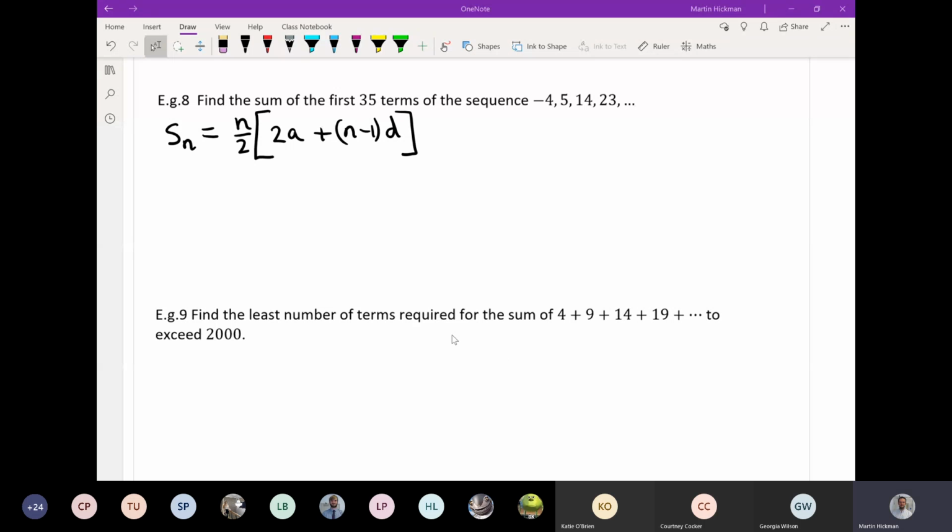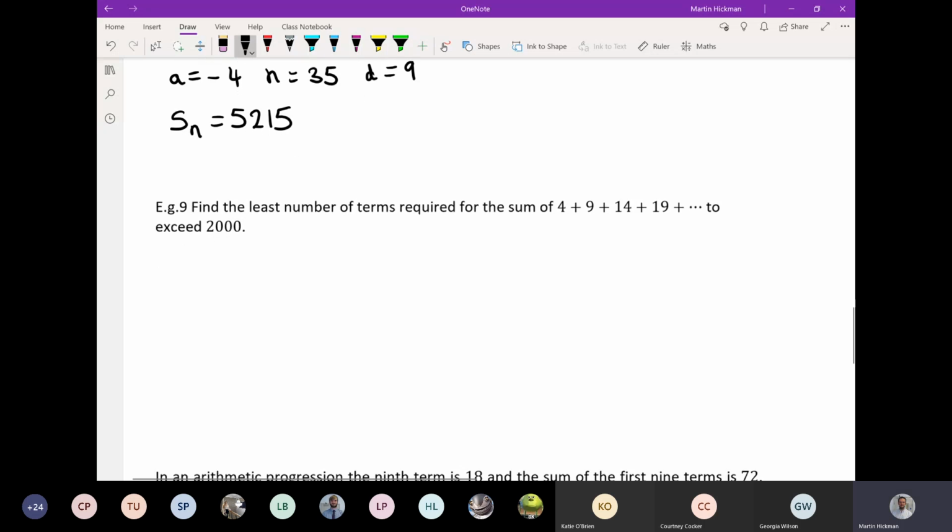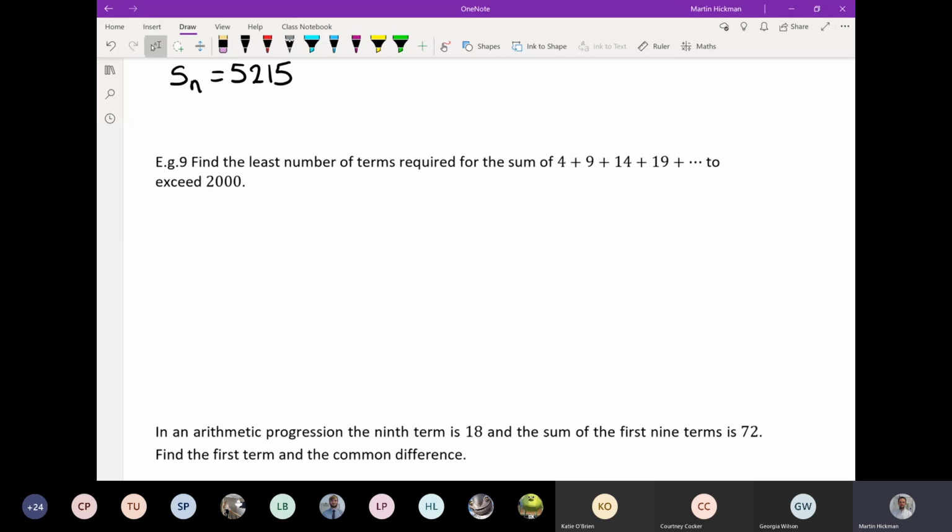Okay, excellent. I can see a lot of 5,215s. So what I will do then, I've just put down what we're substituting in here. We're substituting in a equals minus 4, n equals 35, and d equals positive 9. So you substitute that in and you should get 5,215 as your answer. So well done to everyone that got that. So moving on to the next question.